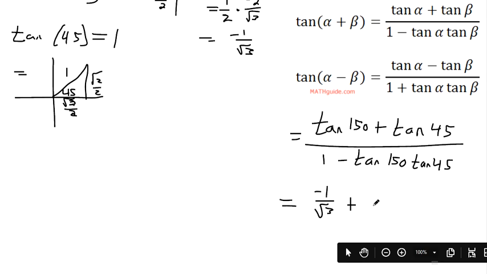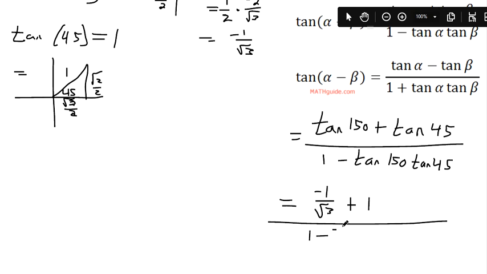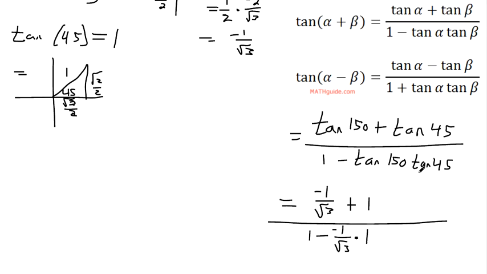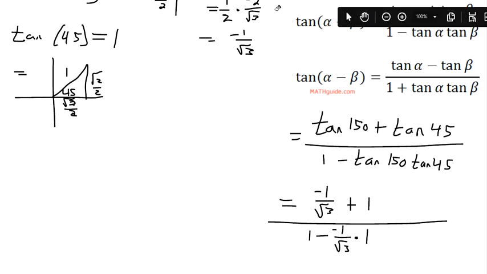And we just evaluate tangent of 45, that's 1. And we have 1 minus the tangent of 150, that's negative 1 over the square root of 3. And then times tangent of 45 is 1. Oh, I'm running out of room. Often happens in this class.